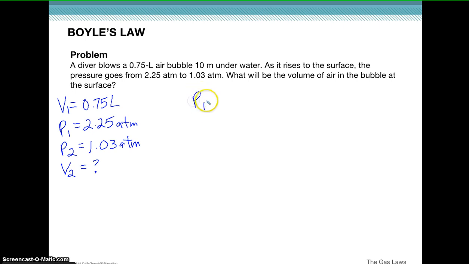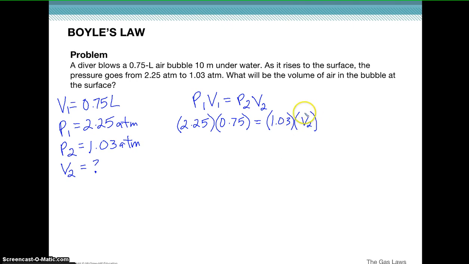So Boyle's law says P1V1 equals P2V2. Okay, and these are multiplied together. So if we put in all of the variables that we know, our P1 is 2.25, our V1 is 0.75. That's going to equal P2, which is 1.03, and V2 is what we're trying to solve for. That's our unknown variable. So if we want to solve for V2, we need to divide by 1.03. When we divide, we keep 2 sig figs because of the fewest in the problem. When we divide, we are going to get 1.6 liters.